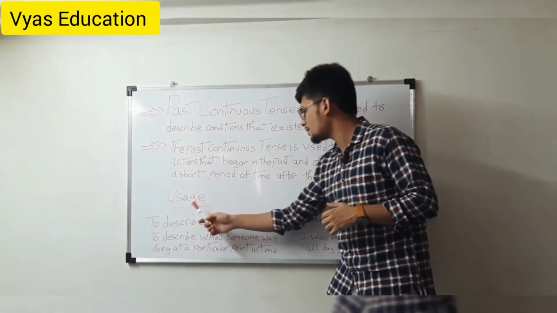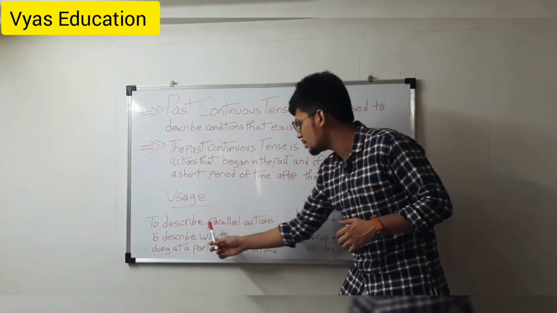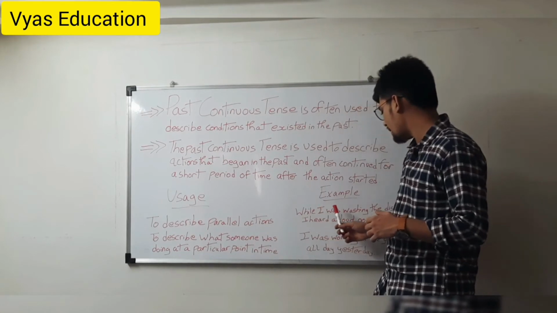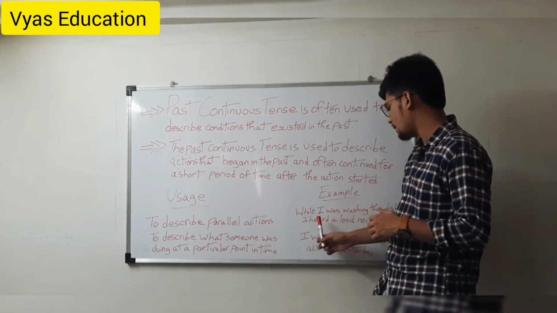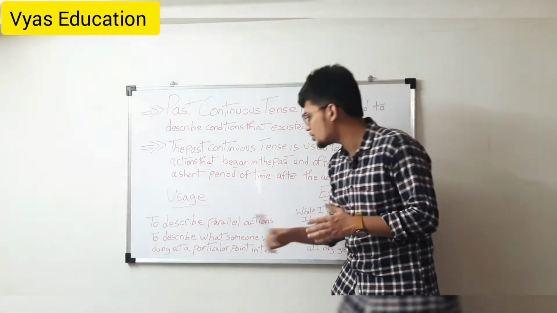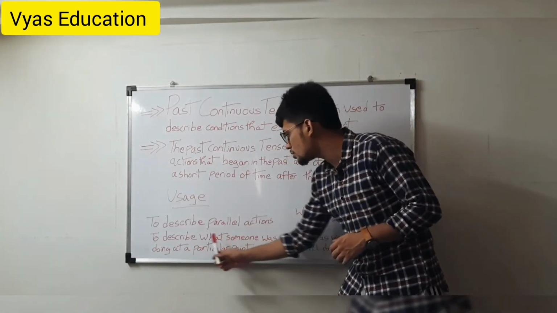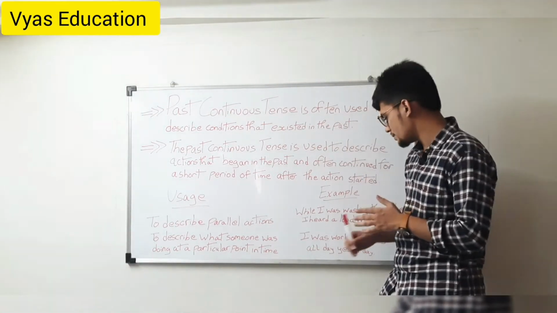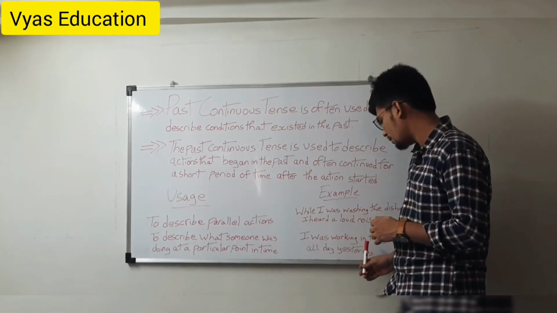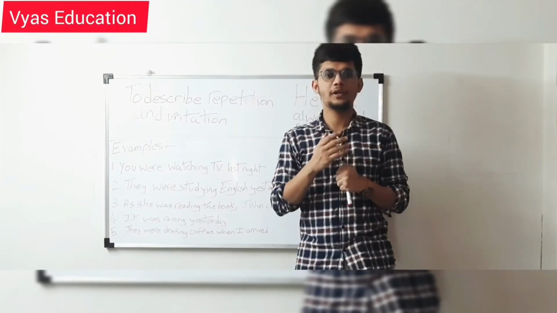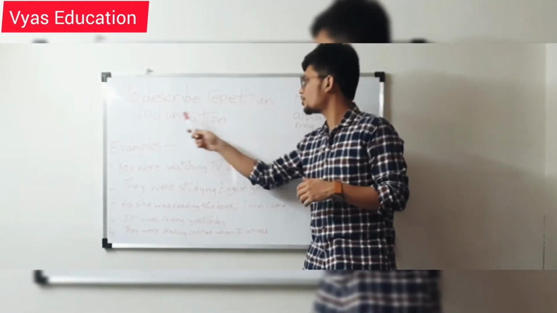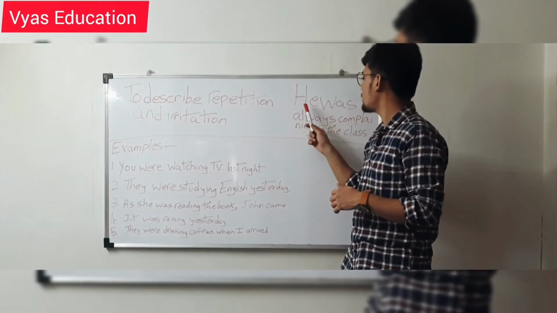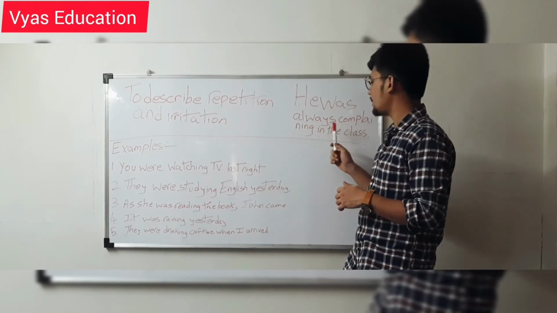Its usages are, first, to describe parallel actions, and its example, while I was washing the dishes, I heard a loud noise. Second usage, to describe what someone was doing at a particular point in time, and its example is I was working in the garden all day yesterday. Number three usage, to describe repetition and irritation, and its example is he was always complaining in the class.